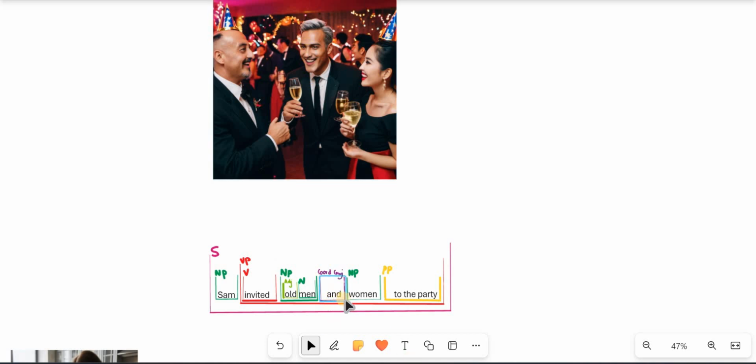And here is a coordinating conjunction. Then there is women. So he invited old men and women. Women can be young, because this old is not attached to the woman here. It is only attached to men. In the first instance, it is only attached. You take it in such a way so that the old is attached to the men only.